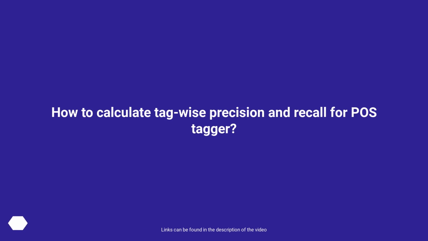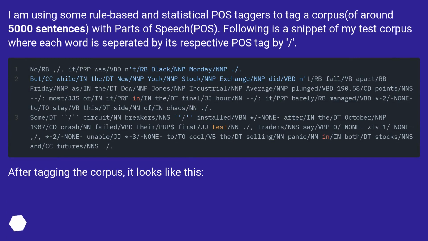How to calculate tag-wise precision and recall for POS tagger. I am using some rule-based and statistical POS taggers to tag a corpus of around 5,000 sentences, with parts of speech POS. Following is a snippet of my test corpus where each word is separated by its respective POS tag by slash. After tagging the corpus, it looks like this.